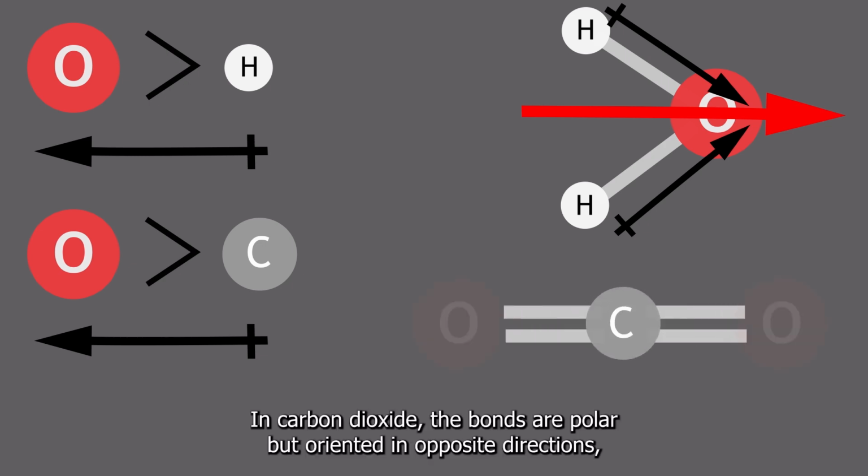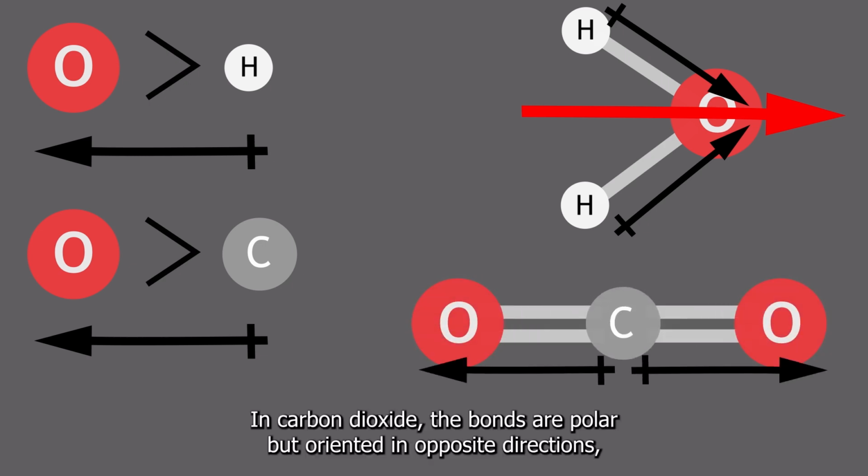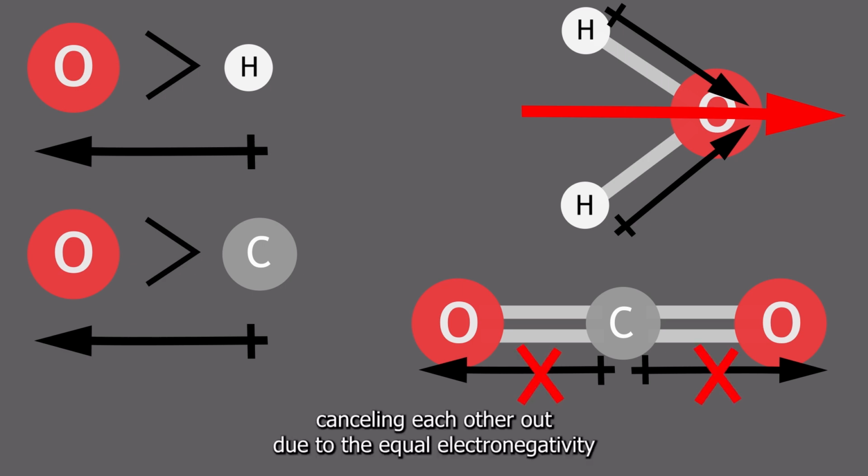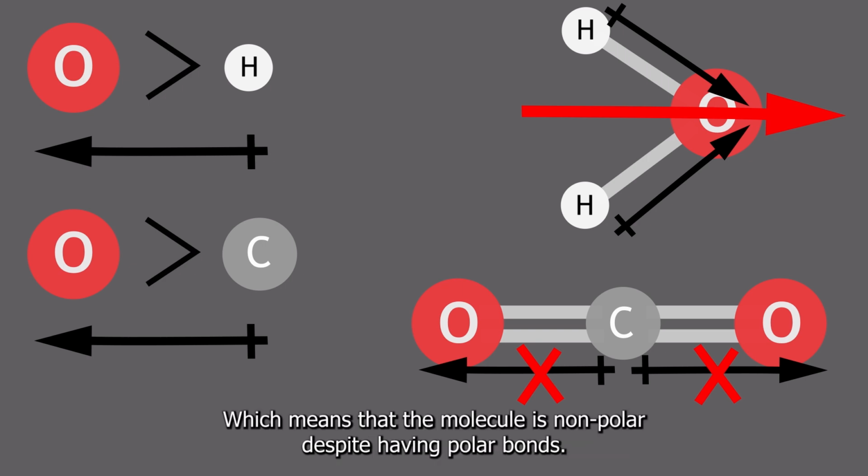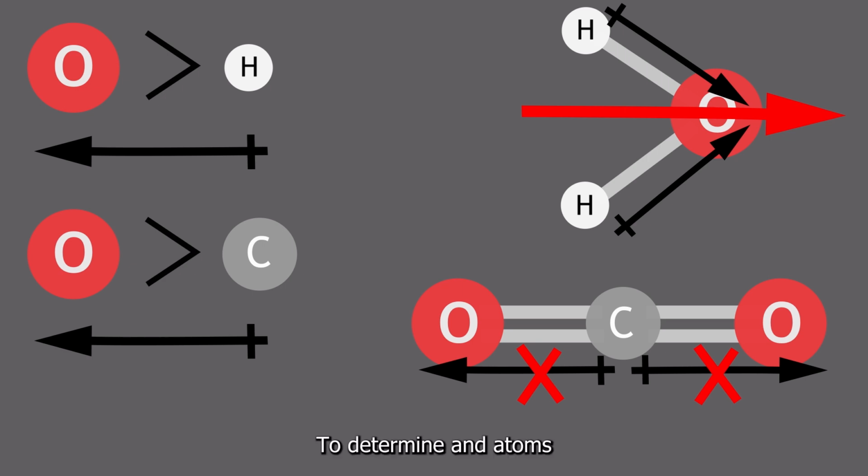In carbon dioxide, the bonds are polar but oriented in opposite directions, canceling each other out due to the equal electronegativity difference between the two atoms, which means that the molecule is nonpolar despite having polar bonds. To determine an atom's electronegativity, we must consider factors that affect it.